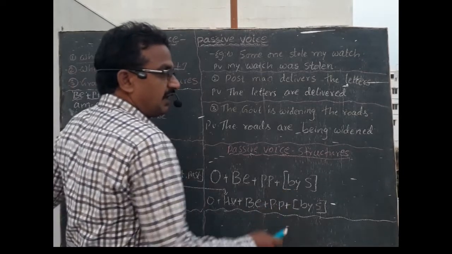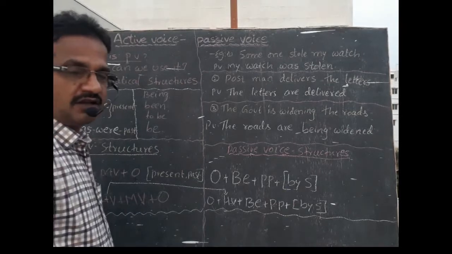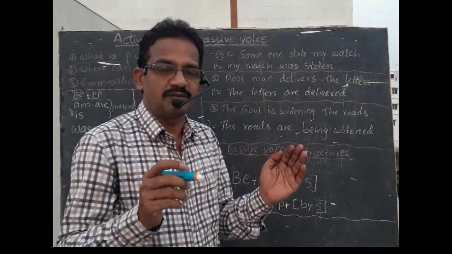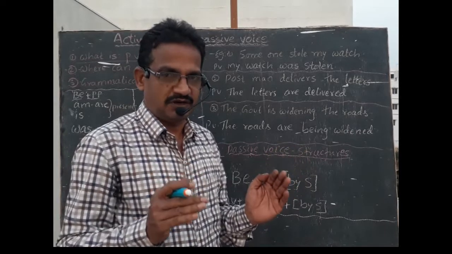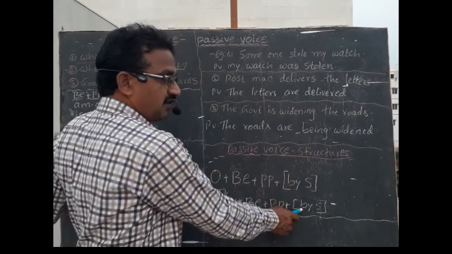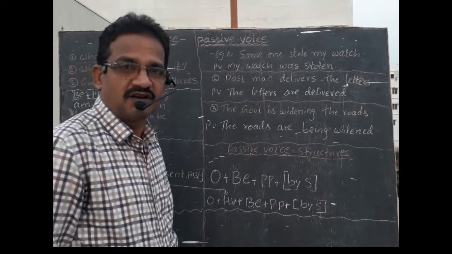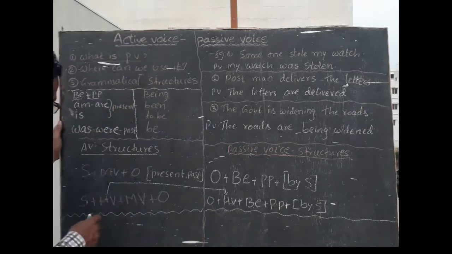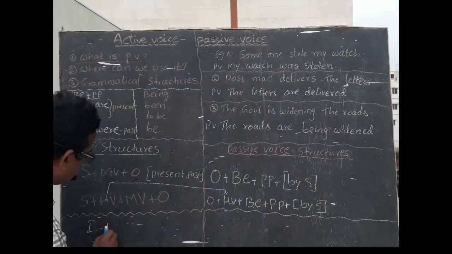Regarding the subject in active to passive, that's not important because we need not worry about the subject. When the speaker or the writer thinks that the subject is important, you can place it by preceding it with the preposition by. And let us consider one example here.